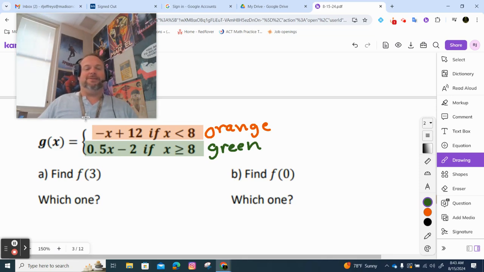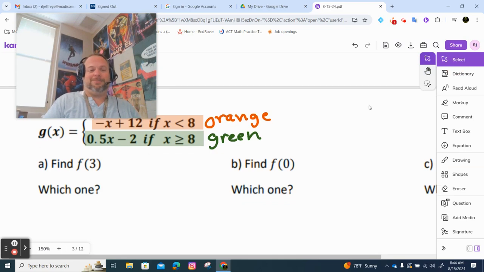Somebody just pointed out none of them are greater than 8, so I guess the green one is just there as a distractor. Maybe it's green because it's supposed to be camouflaged. Or maybe it's green because your teacher just needs a certain type of help.